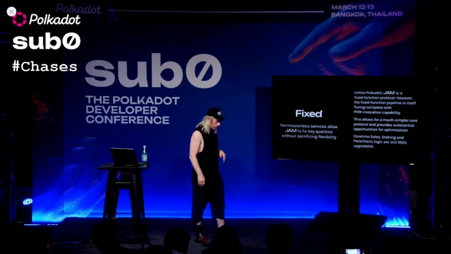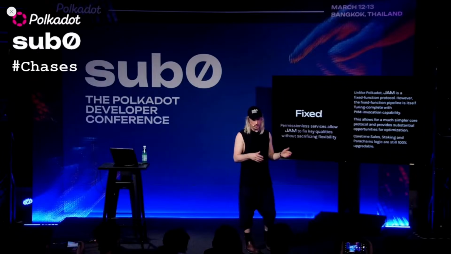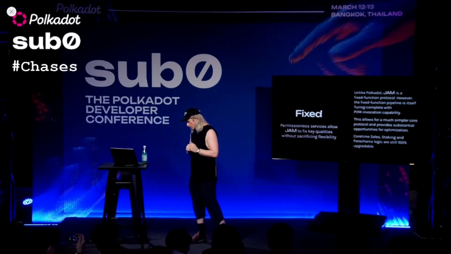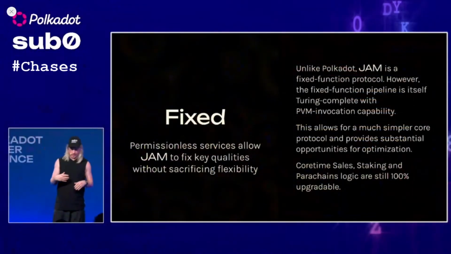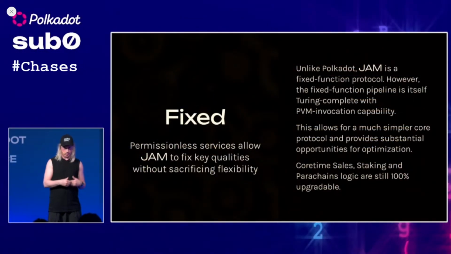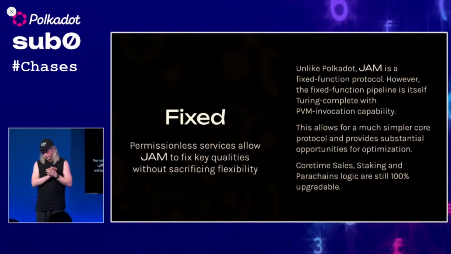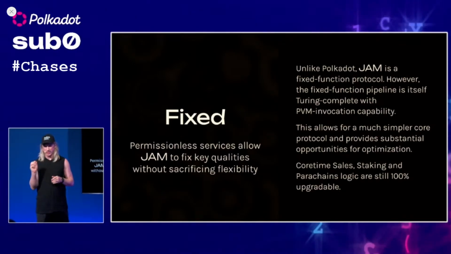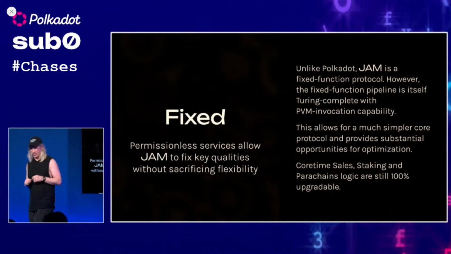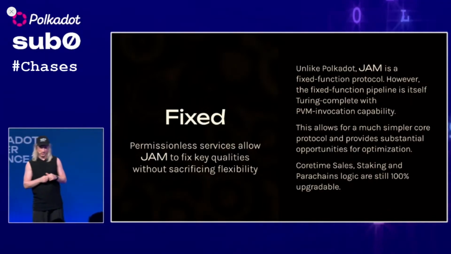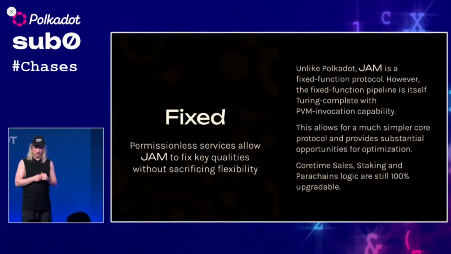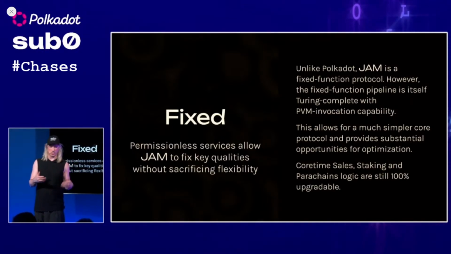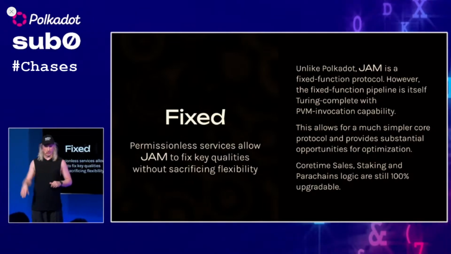Now, one of the architectural differences with Jam over the relay chain is that the Jam chain fixes quite a lot of the functionality, quite a lot of the pipeline. The relay chain does fix some things. I don't know if anyone can guess what. So it fixes the language, the meta language really, by which the protocol is defined.